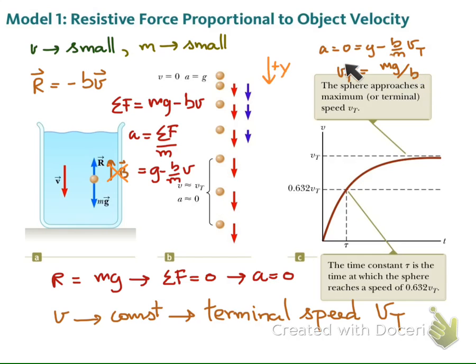That is, if we can measure the terminal velocity, we know the mass of the object, we know the gravitational acceleration, so we can calculate b from the experimental results.